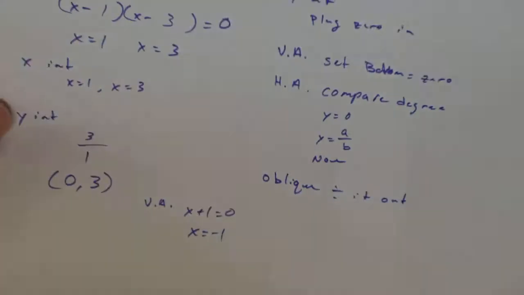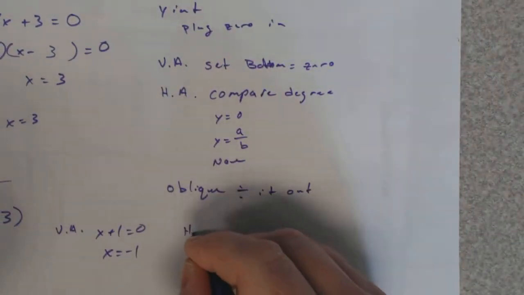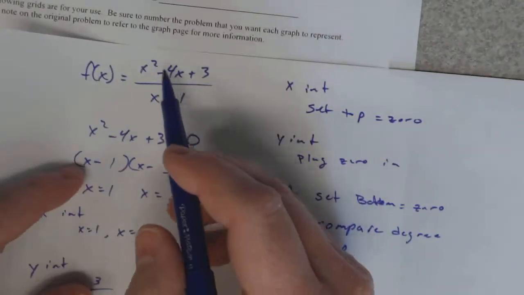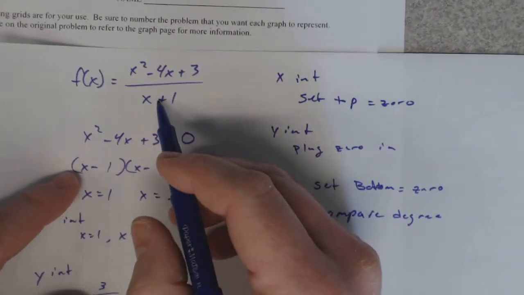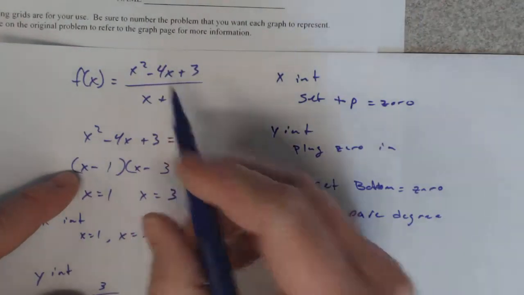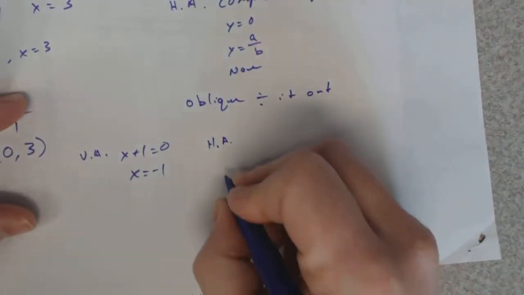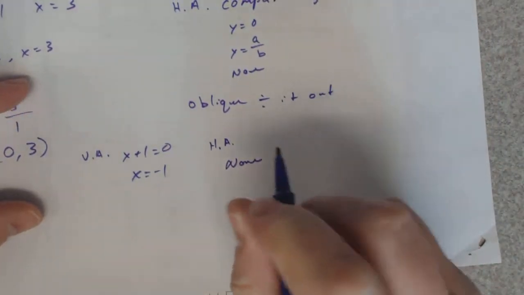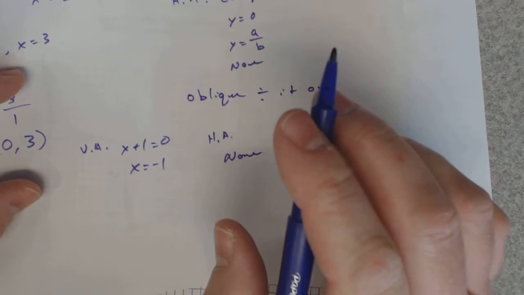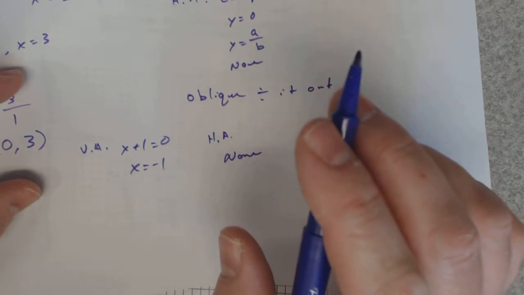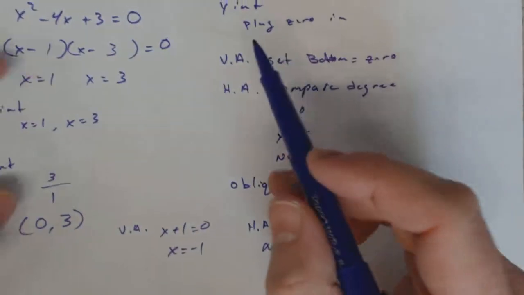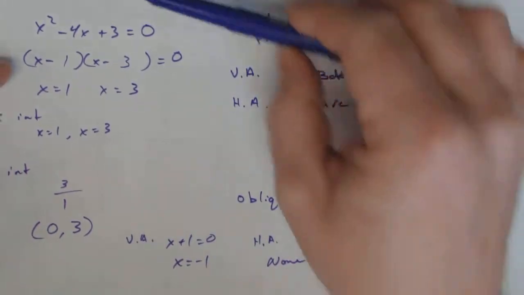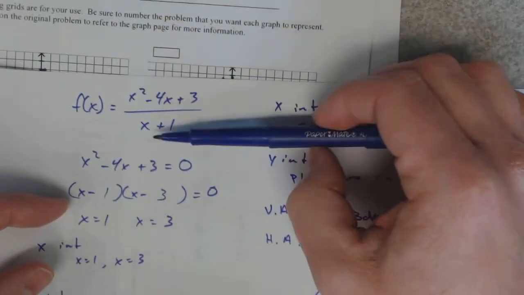Horizontal: the degree of the top is 2, the degree of the bottom is 1. The top's bigger, so there's no horizontal asymptote. There's none. Now, there is an oblique asymptote, because the top is bigger by 1.